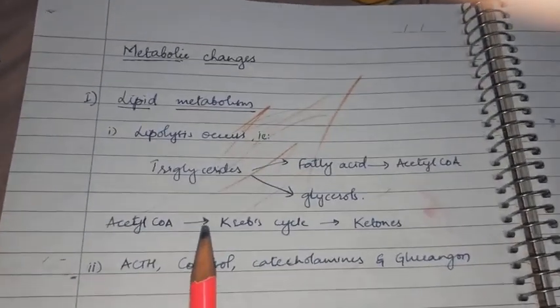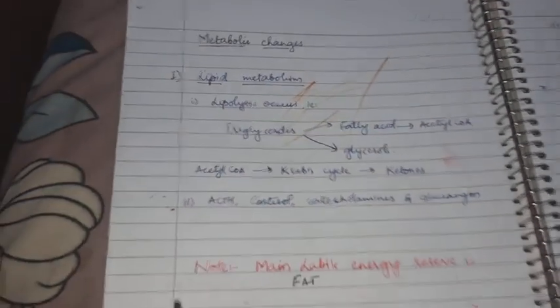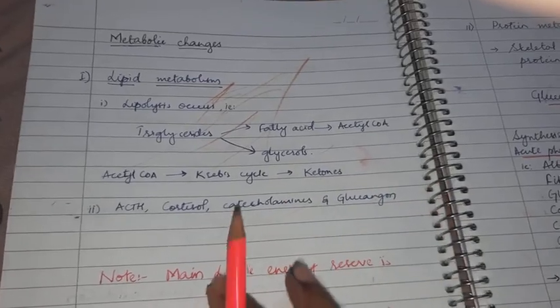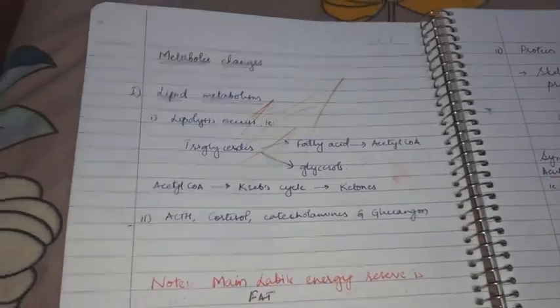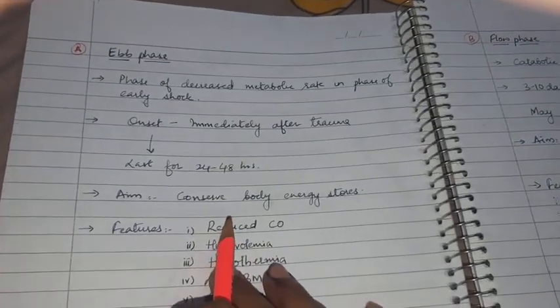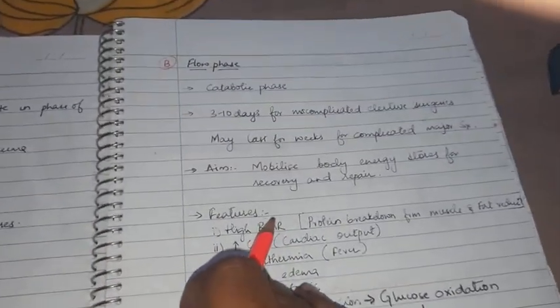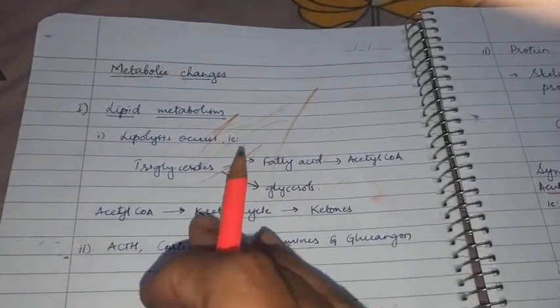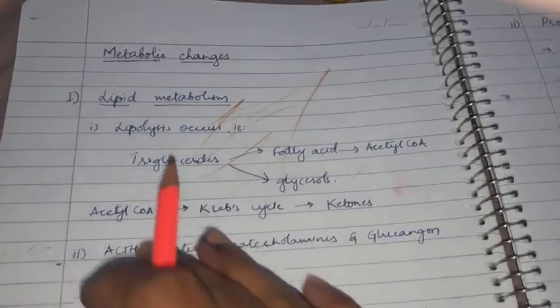Now coming to the metabolic changes themselves, there is a recovery phase. We will discuss the recovery phase at the end because it is an anabolic phase. Now, because we have started the ebb phase, which is the conservation stage, and we have started with the flow phase, which is a catabolic phase, we'll continue the catabolism and discuss the metabolic changes that occur in catabolism itself.